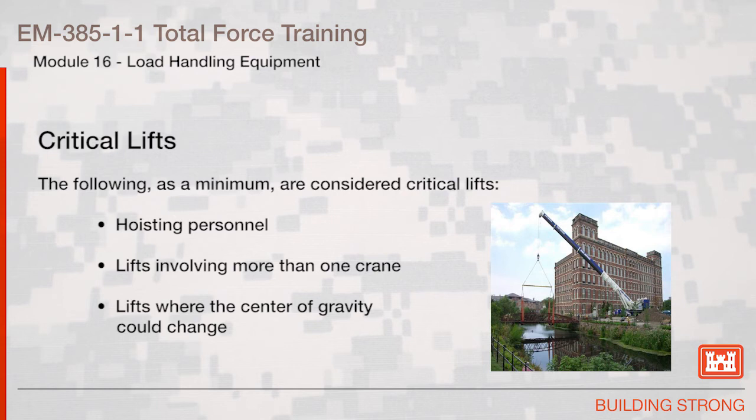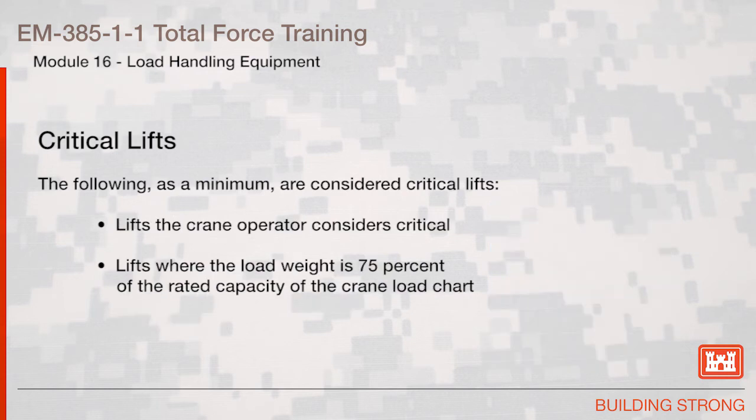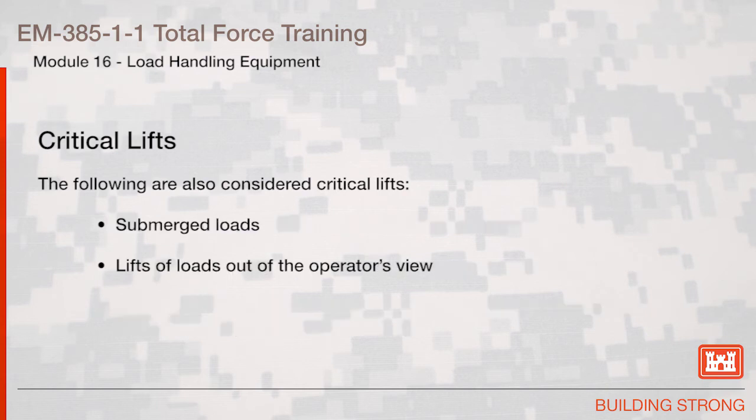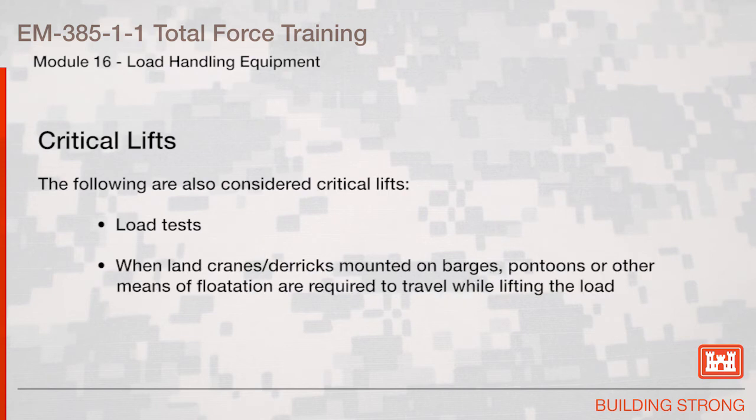The following, as a minimum, are considered critical lifts: hoisting personnel, lifts involving more than one crane, lifts where the center of gravity could change, lifts the crane operator considers critical, lifts where the load weight is 75% of the rated capacity of the crane load chart. The following are also considered critical lifts: lifts involving no outriggers or rubber tire load charts, lifts involving more than one hoist on the same crane or trolley, non-routine or technically difficult rigging arrangement to include lifts involving multiple lift rigging, submerged loads, lifts of loads out of operator's view, load tests, and when land cranes or derricks mounted on barges, pontoons, or other means of flotation are required to travel while lifting the load.